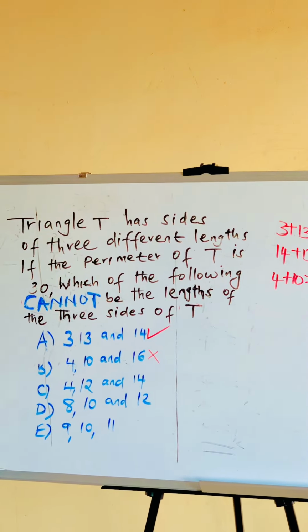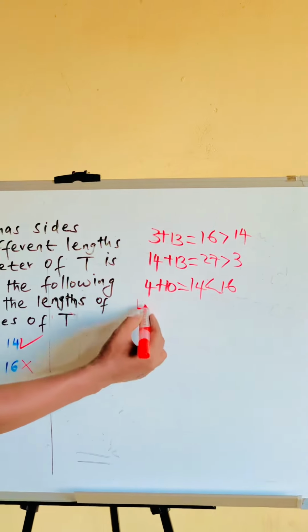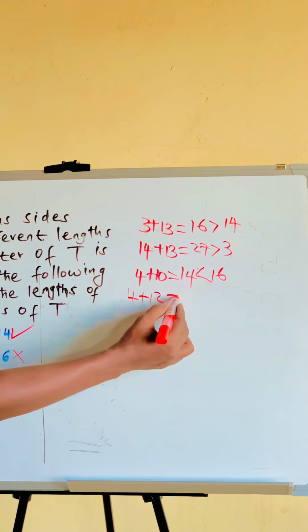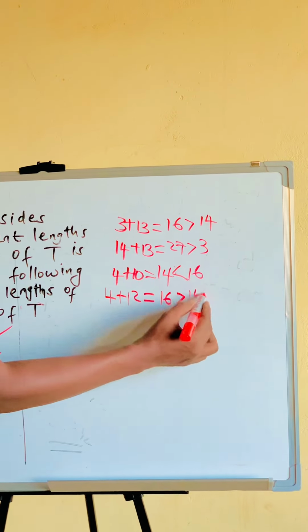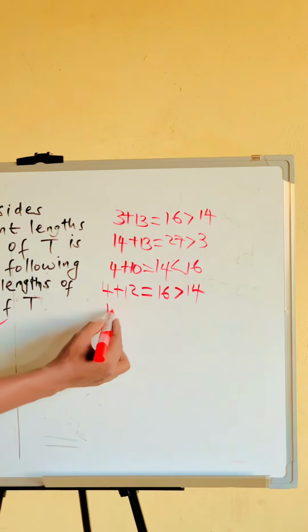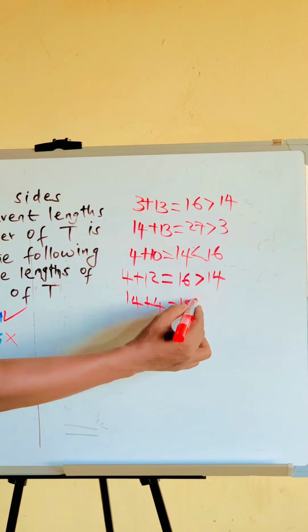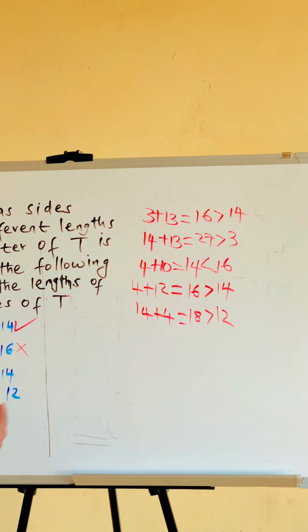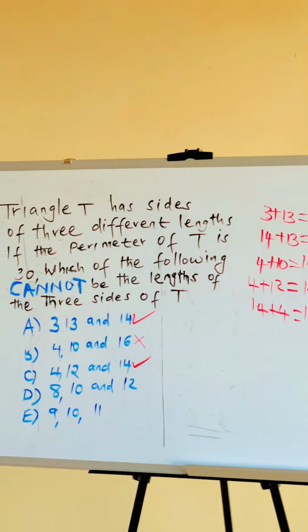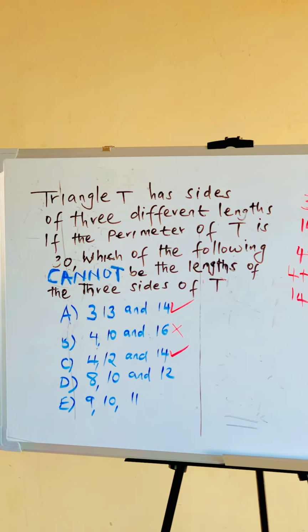If we proceed to answer choice C, the side 4 and the side 12 added together, we get 16, which is greater than the side 14. Also, the side 14 and the side 4 added together, we get 18, which is greater than the side 12. Therefore, answer choice C meets the triangle inequality theorem.